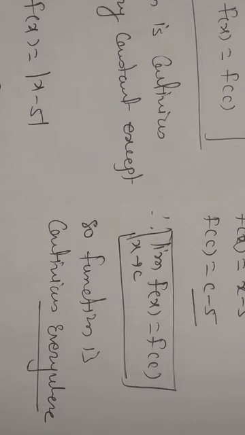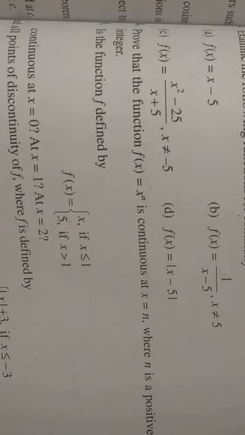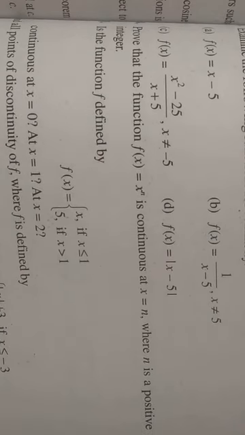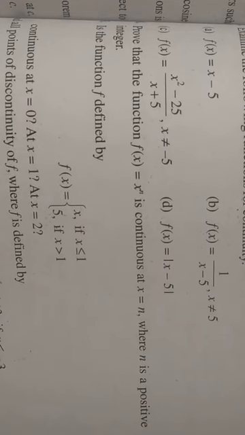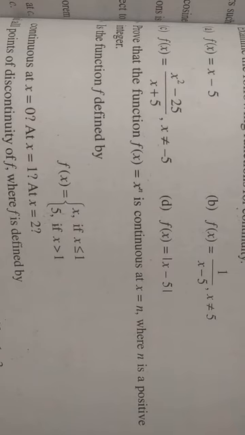Same for number 4, in that also we will get the answer. The example is f of x equals x to the power n is a continuous function. That polynomial function comes here. Prove that the function f of x equals x to the power n is continuous at x equals n. Clearly when we put c, then f of c equals c to the power n, and limit x tends to c is again c to the power n, hence the function is continuous. F of x equals x to the power n is a polynomial which is continuous for all x, hence f is continuous at x equals n.